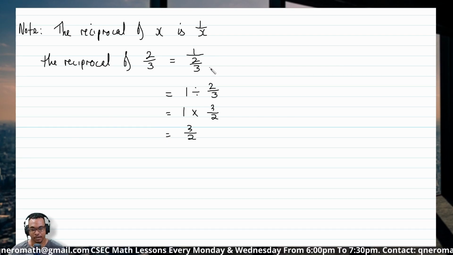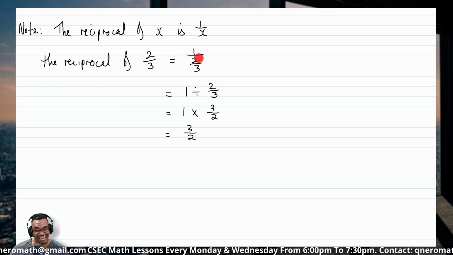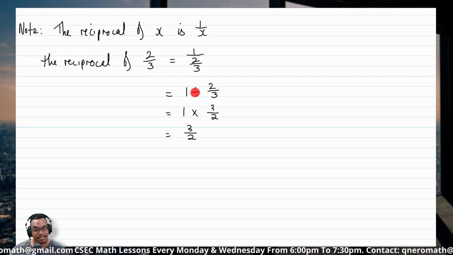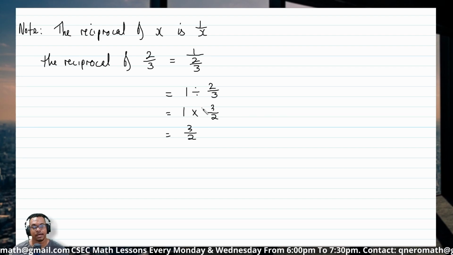Make sure you understand the working behind this, as to why it's going to flip. 1 divided by 2/3: the divide I'll change to multiply, and you flip your divisor. So if I'm finding the reciprocal of a fraction, it's just to flip the fraction, and that's your answer in terms of reciprocal.